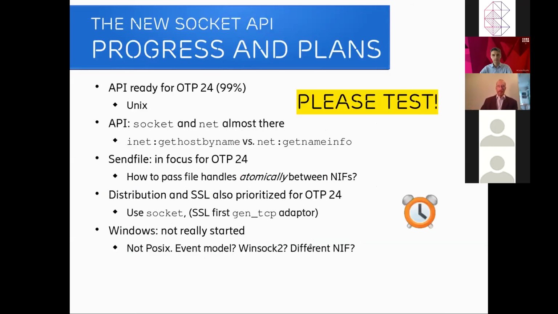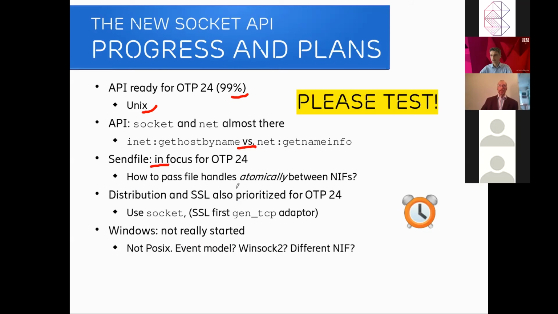So, how are we doing? Well, the API will be ready for OTP 24, for Unix that is. Of course, some risk for having to change some small details. Socket and net are almost done. We have to decide on this resolver issue I mentioned. We will now focus on sendfile to get that working.